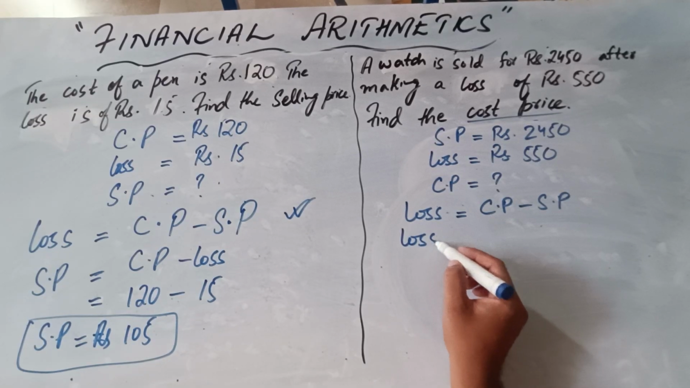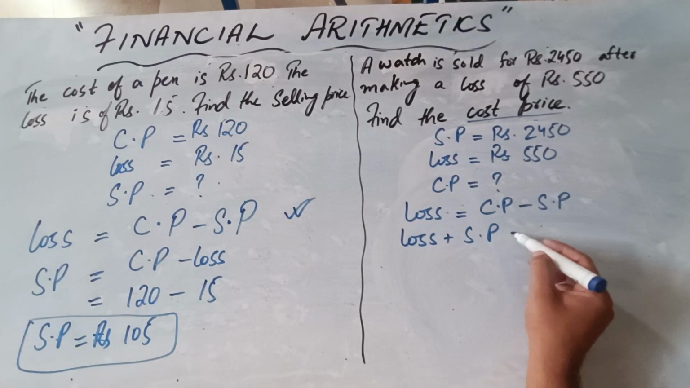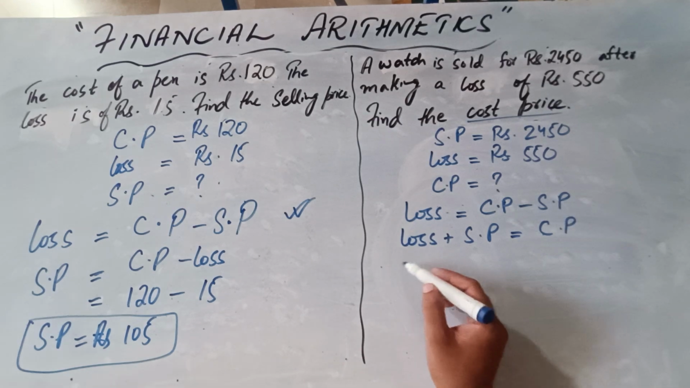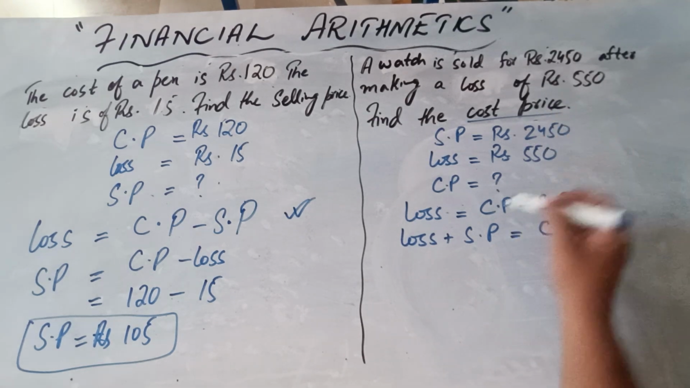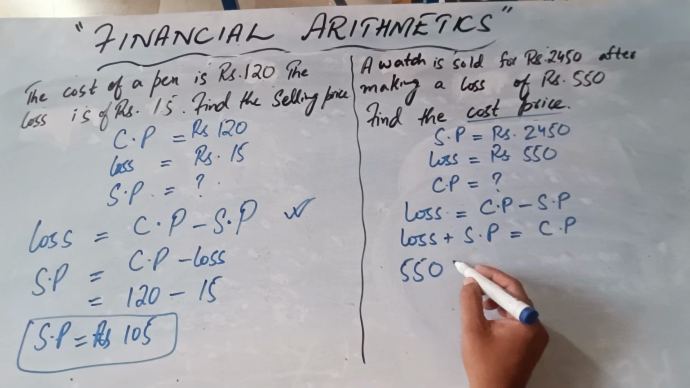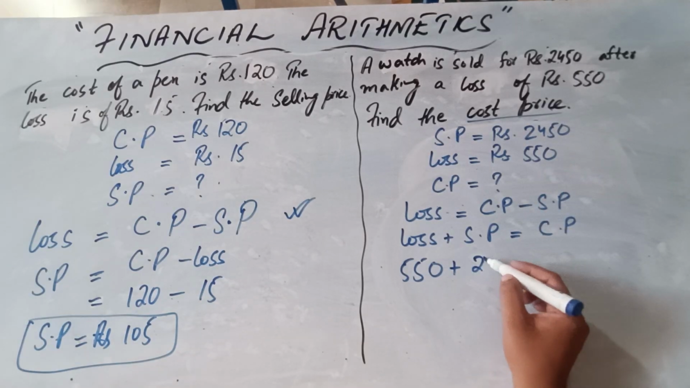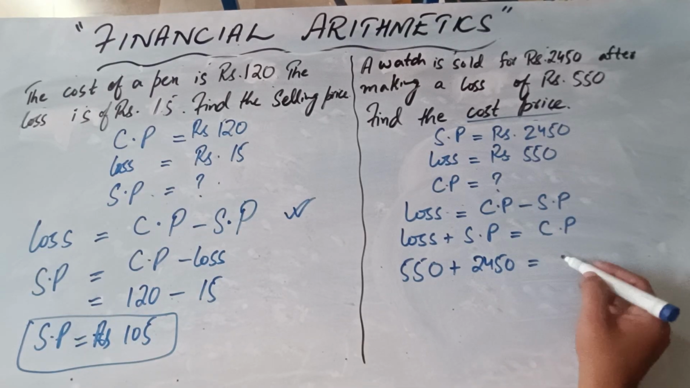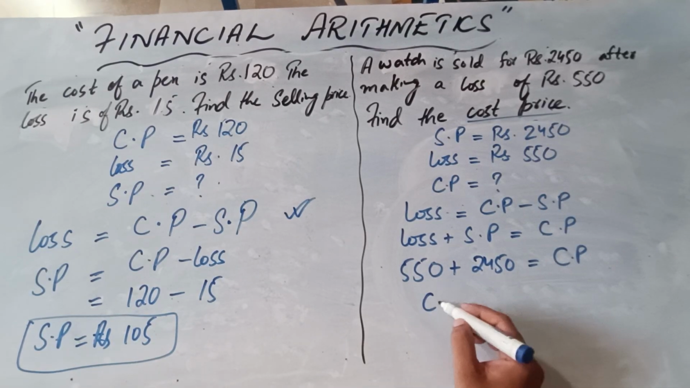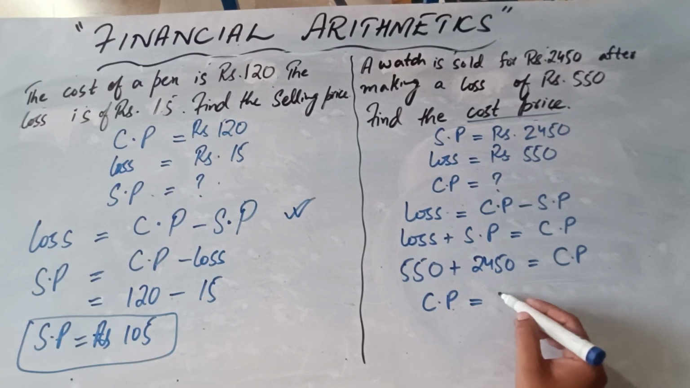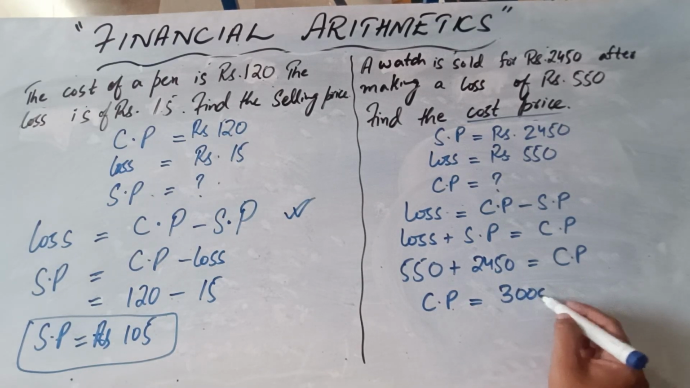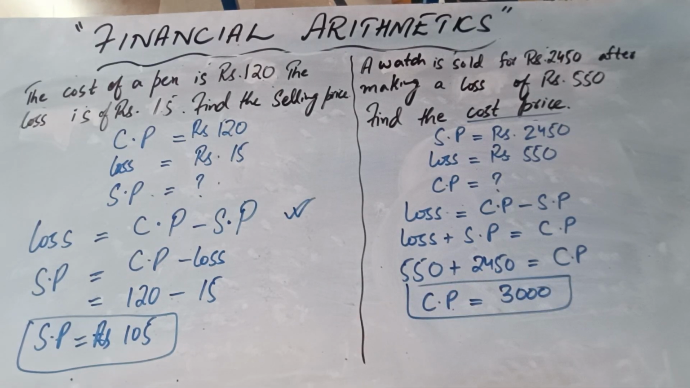So loss plus SP is equal to CP. How much loss is he making? 550 plus SP, 2450, is equal to CP. So CP would be equal to 3000. So the cost price is rupees 3000.